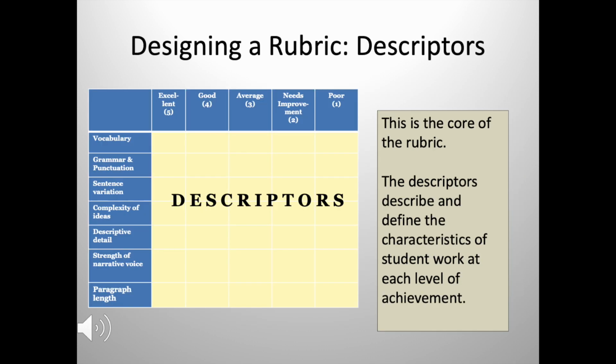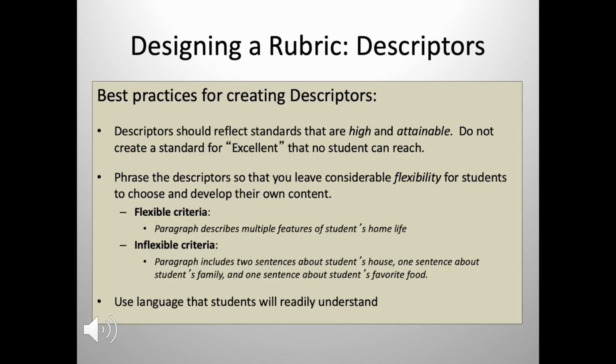This is the core of the rubric. The descriptors describe and define the characteristics of student work at each level of achievement. Best practices for creating descriptors. Base your descriptors on actual student work that you have seen in the past. If you are designing a rubric for a lesson that you have taught many times, think about your earlier experiences. Why did you give Susie's work 10 points? Why was it good? Why did you give Carol's work 2 points? Why was it bad?